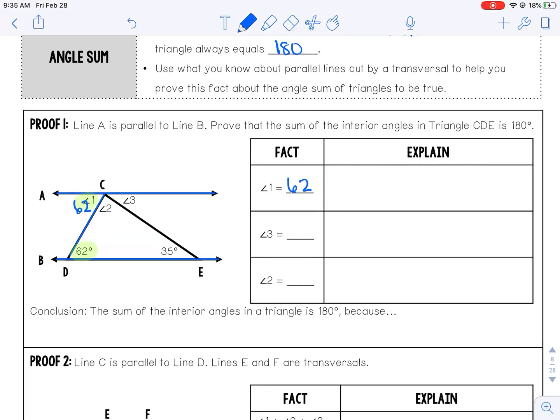Okay, we've got the same thing going on over here with line CE. We got another transversal. We've got another set of alternate interior angles. So angle 3 is going to be congruent to that angle E there. So that is also going to be 35 degrees.